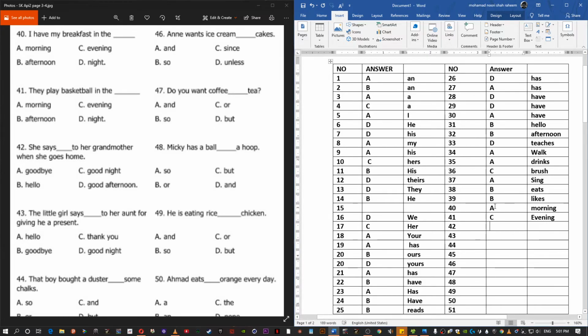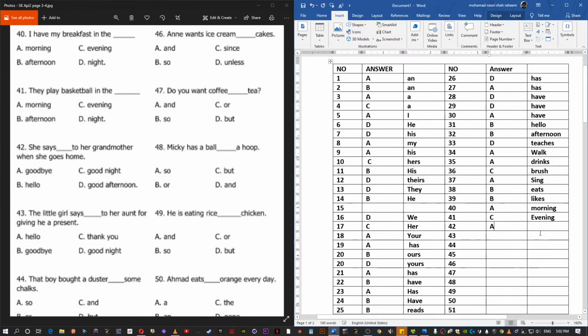Alright, 42. She says to her grandmother when she goes home. Goodbye, hello, good night, good afternoon. She says to her grandmother when she goes home. This is a bit confusing. Because the grandmother, kan, so maybe she visits the grandmother. Dia melawat grandmother dia. And after dia dah melawat, dia balik. Okay? So what does she say? So she says, goodbye.